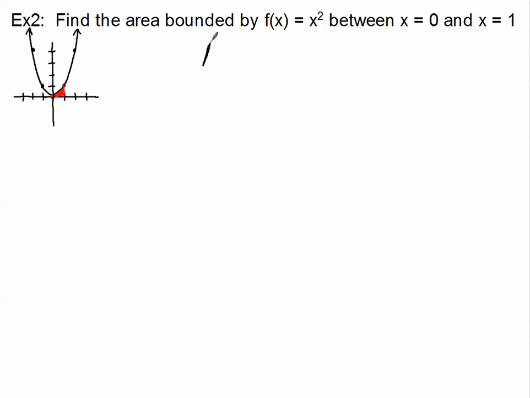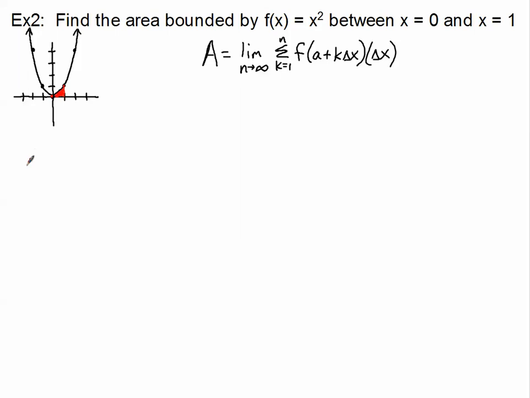So let's write down our area formula. Area equals the limit as n approaches infinity of the summation as k equals 1 to n of f of a plus k delta x times delta x. This is our area formula. We're going to plug into that. What I like to do is find what delta x is and then find f of a plus k delta x and plug into this. So let's go off to the side and do that.